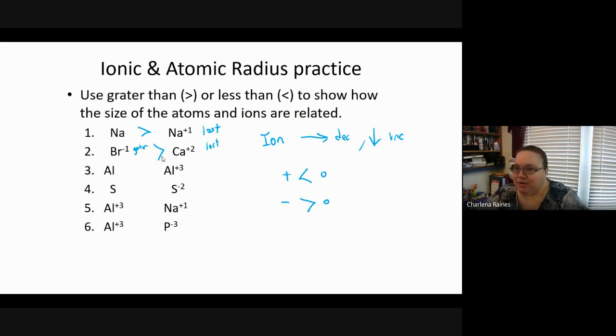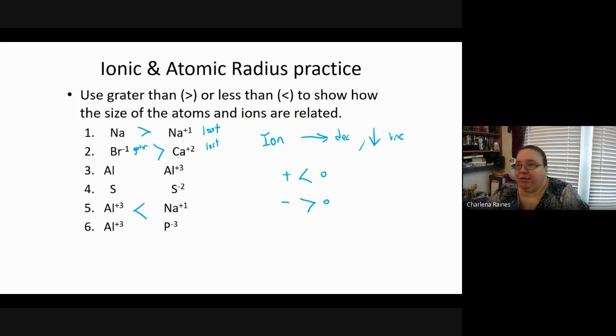It'd be easy if I were to compare ones in the same group, and I'm going to skip down. Actually, I'm in same charge, so I'm going to skip down and do number 5. Aluminum and sodium, they're both positive. They're both in the same group. So now we're using that general trend. The more positive the charge, the more I lost. Therefore, it's going to be smaller. Aluminum is going to have a smaller radius than sodium. Aluminum's further to the right, so it should have a smaller radius than sodium to begin with.